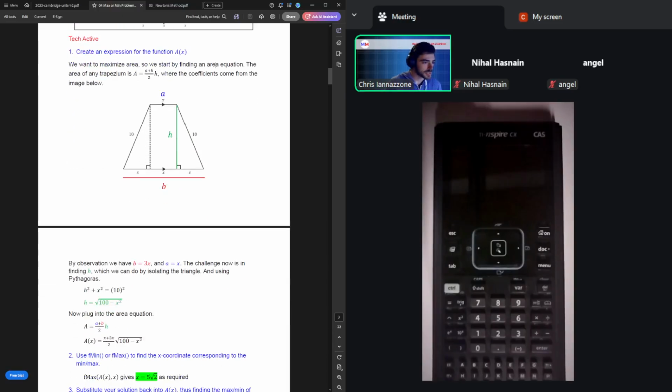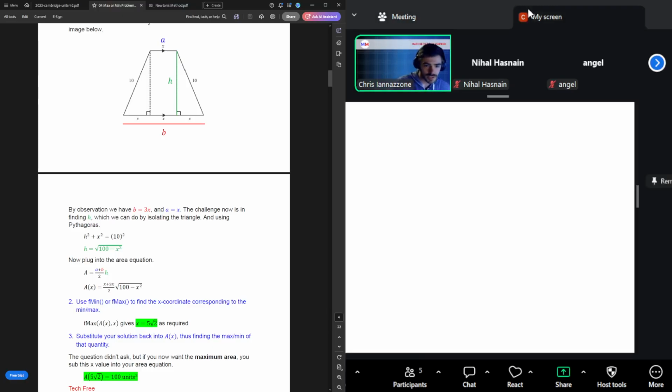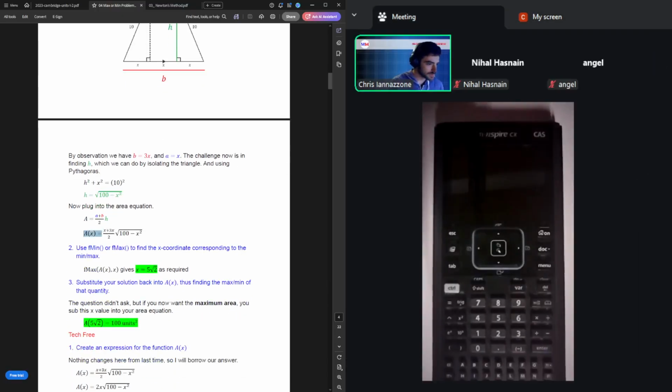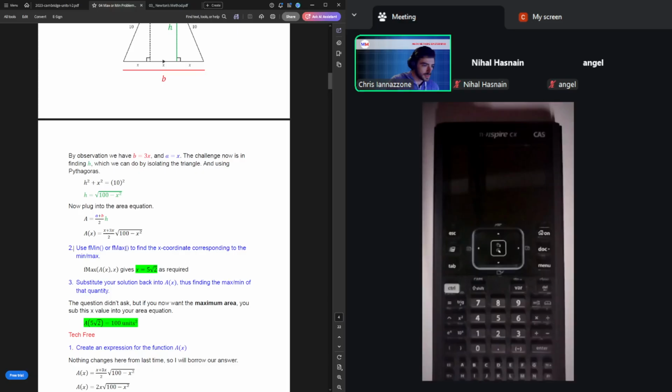In any case, just plugging in all the relevant values, so the a is going to be x, the b is going to be 3x, and to get your h, you either look at the right hand side triangle, or the left hand side triangle, doesn't really matter which, and you're just using Pythagoras to figure out the h. a squared plus b squared equals c squared, rearranging for the one that you actually care about. From there, plug that all into your area equation, and you get the area equation purely in terms of a single variable, x. From there, tech active, you're just using fmax to get the x value that would figure out the maximum area.